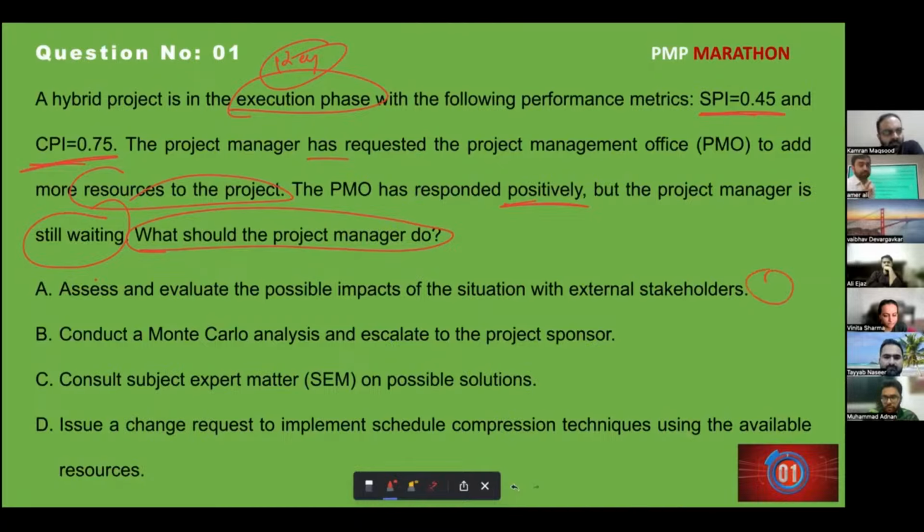Now this is a very right-sounding answer. Assess if this gets delayed, what should I do? How can I work into that? That's a very important thing. A looks like the right answer.